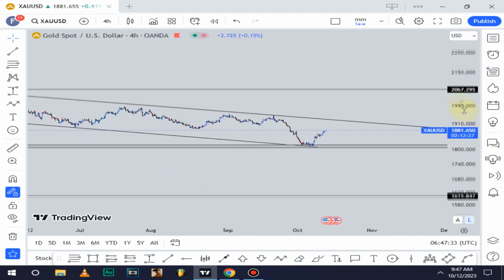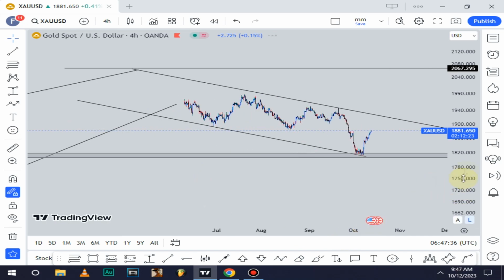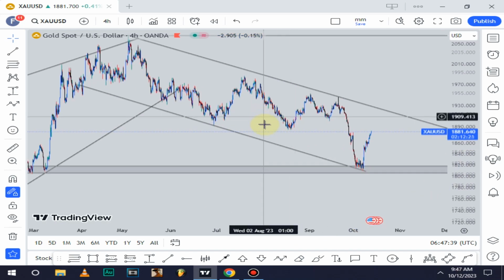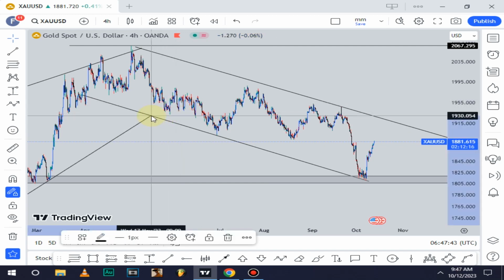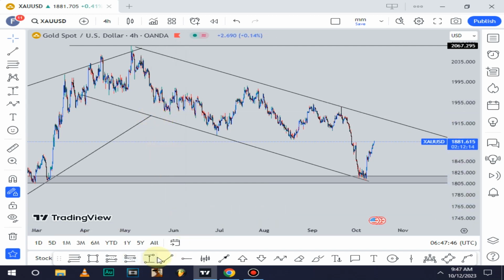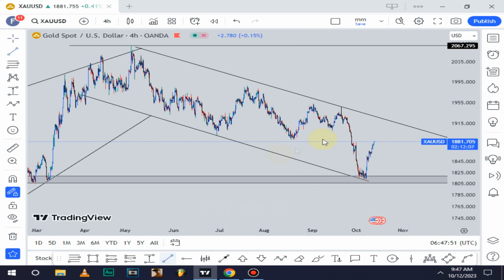At the H4, let's continue. We can see structures were being formed over here. Let me show you that. In this downtrend, we can see some impulse movement, correction, impulse movement, correction, impulse movement, correction, impulse.